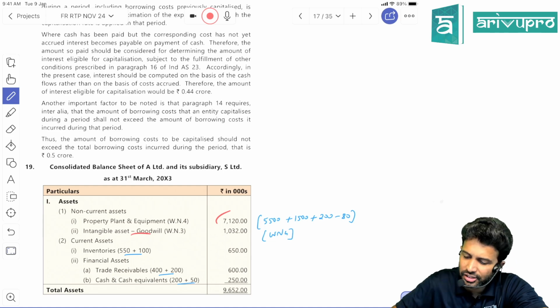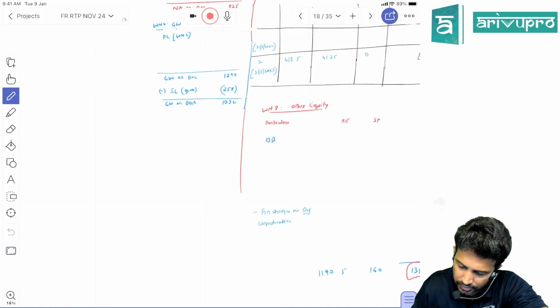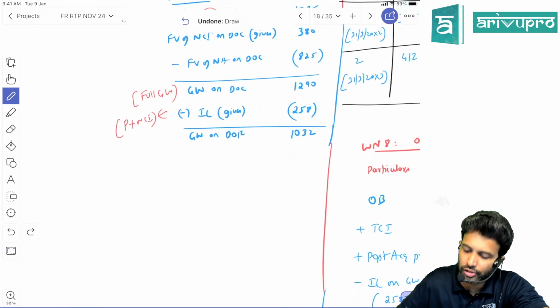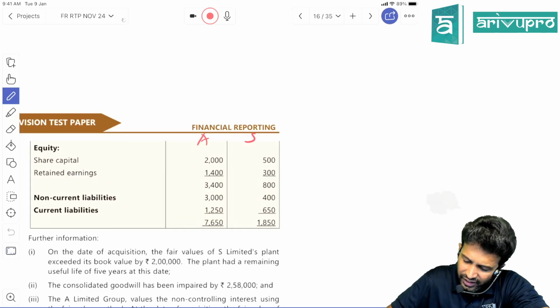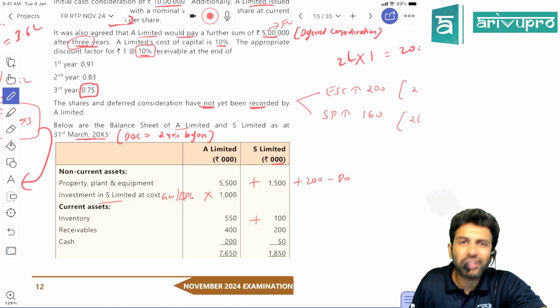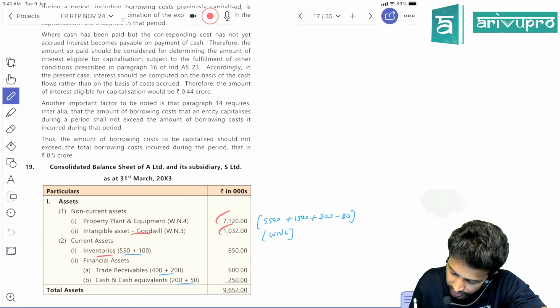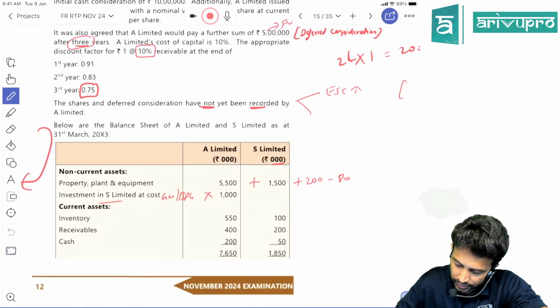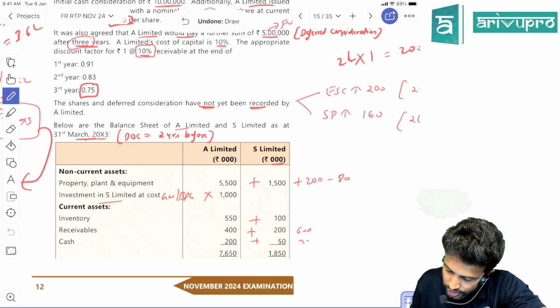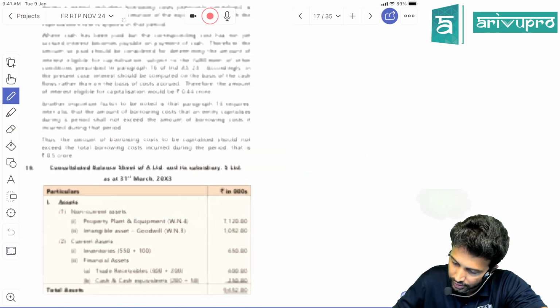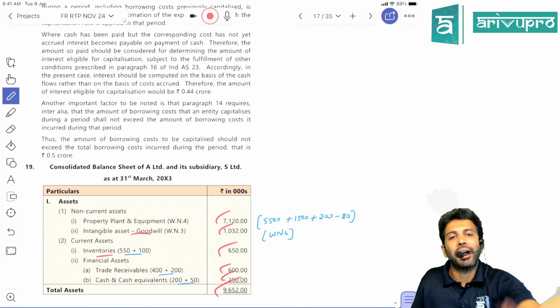Then intangible assets, goodwill, that is there in our working note. As per our working note, goodwill on the date of reporting is 1032. That is what they have taken here. Okay, sir. Then inventory and all is straightforward addition. 550 plus 100, which will be how much? 650. Then what else is there? Receivables, cash, line by line addition. 400 plus 200, 600. This is 250. 600 and 250 taken, a check. Yeah, done. Asset side matched out.